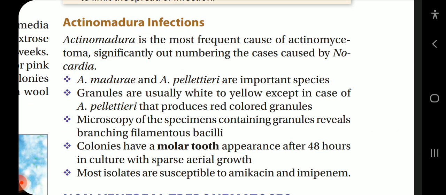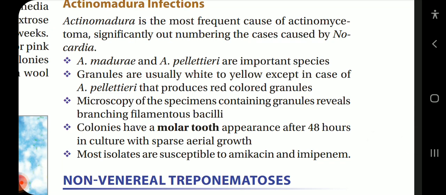Now, actinomadura infections. Actinomadura is the most frequent cause of actinomycetoma, significantly outnumbering the cases caused by nocardia. Actinomadura madurae and Actinomadura pelletieri are important species. Granules are usually white to yellow except in the case of Actinomadura pelletieri, which produces red colored granules. Microscopy of the specimen containing granules reveals branching filamentous bacilli. Colonies have a molar tooth appearance after 48 hours in culture with sparse aerial growth. Most isolates are susceptible to amikacin and imipenem.